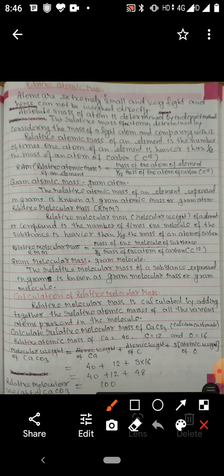Therefore, the molecular weight of calcium carbonate is the atomic weight of calcium plus the atomic weight of carbon plus 3 times the atomic weight of oxygen, as there are 3 atoms of oxygen. One atom of calcium has mass 40, one atom of carbon has mass 12, and there are 3 atoms of oxygen, so 3 times 16. 40 plus 12 plus 48. The relative molecular weight of calcium carbonate is 100.